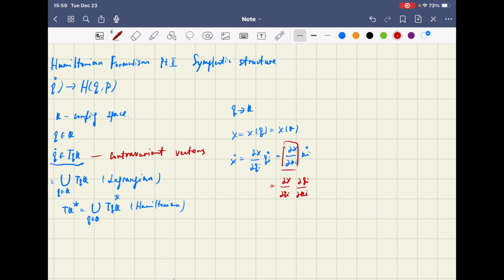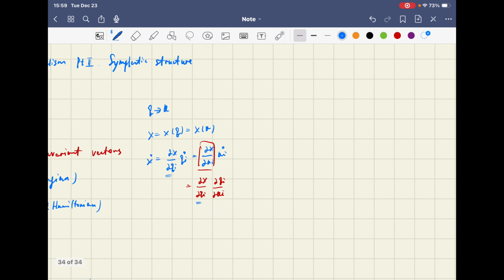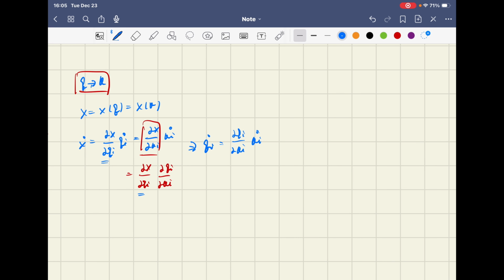And now we would discover that this term and this term are the same. So we would yield q_i dot is equal to partial q_i over partial Q_i times Q_i dot, and that is equivalent to this. All right. So we call the variables that transform under a form like this contravariant.